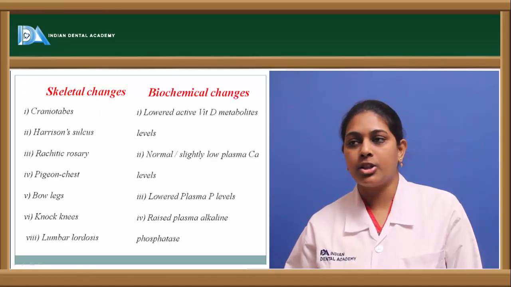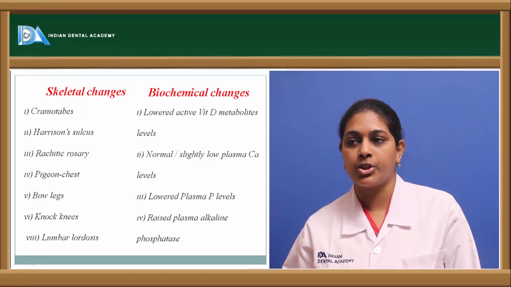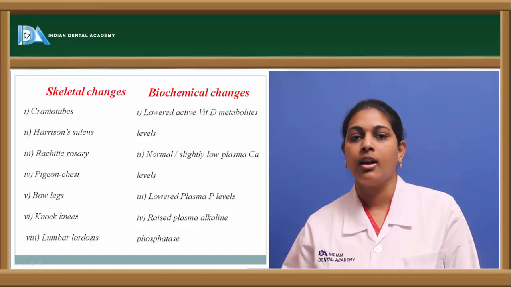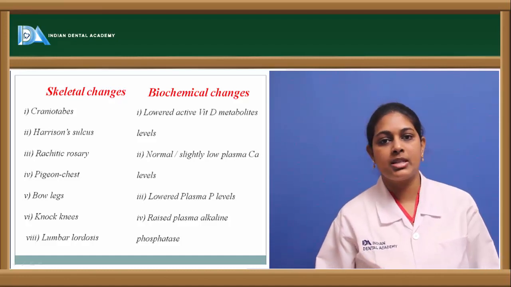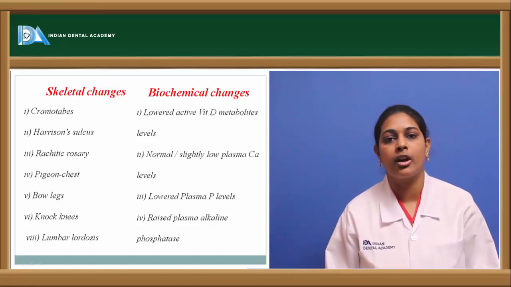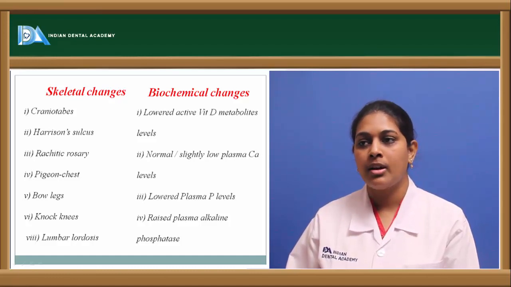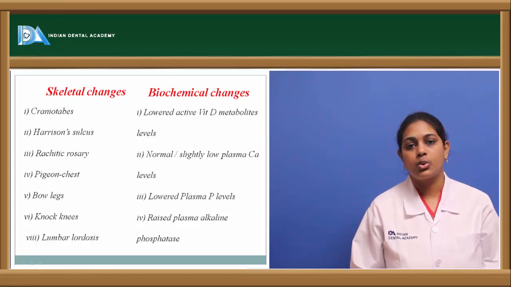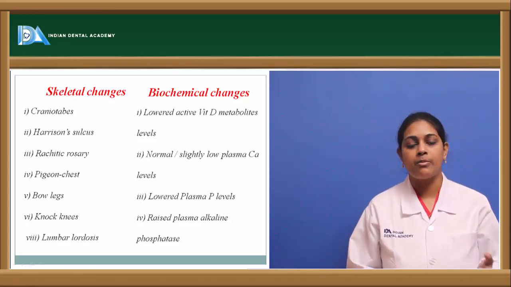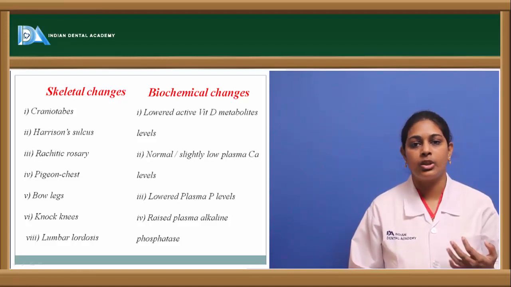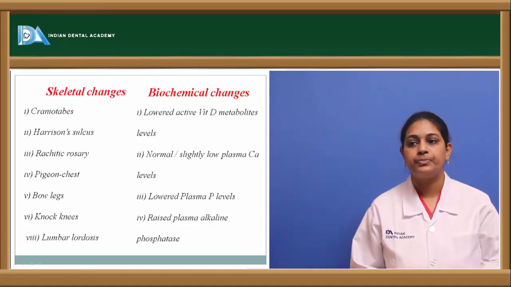Next, coming to the skeletal changes and the biochemical changes in patients with rickets, we see craniotabes. These are the ossification changes seen in the skull, and these patients usually show a square-shaped skull, that is, in a box form. This square-shaped skull usually comes back to normal within 12 months of the birth of the patient.